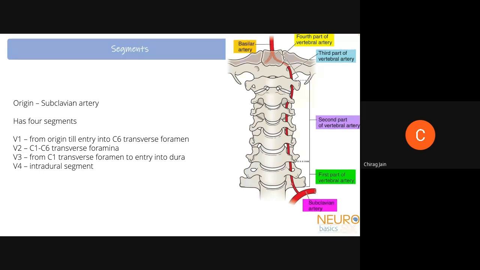The V2 segment is going to be running through all the transverse foramina of the different vertebrae from C1 to C6. The V3 is going to run from the C1 transverse foramen all the way up to where the artery enters the dura. And the V4 is the intradural segment.